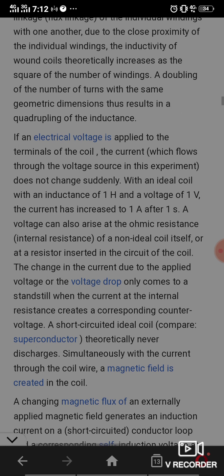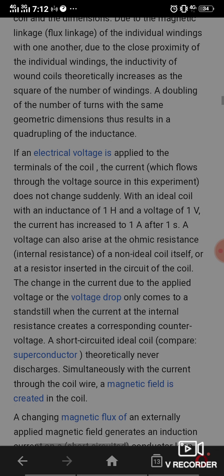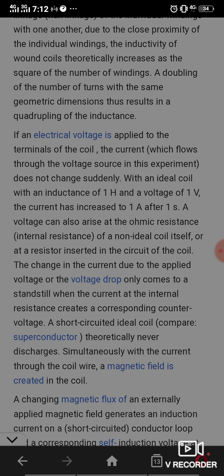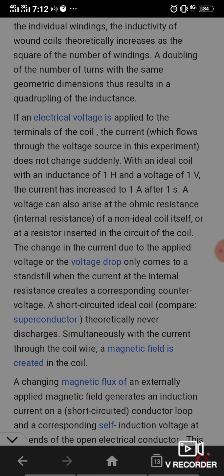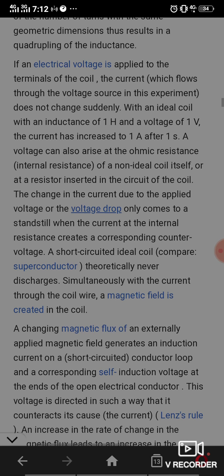A coil is basically used to reduce the fluctuation of a circuit, like a resistor inserted in the circuit. The change in the current due to applied voltage, or the voltage drop, only comes to a standstill when the current at the internal resistance creates a corresponding counter voltage. A short-circuited ideal coil, like a superconductor, theoretically never discharges, with the current continuing through the coil wire. A magnetic field is created in the coil.